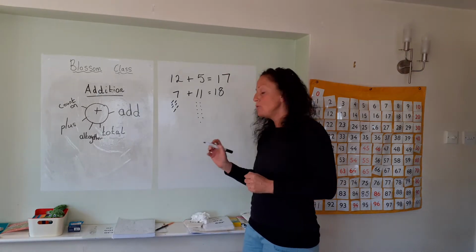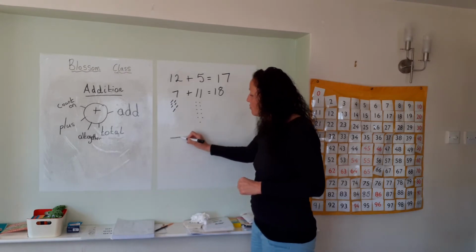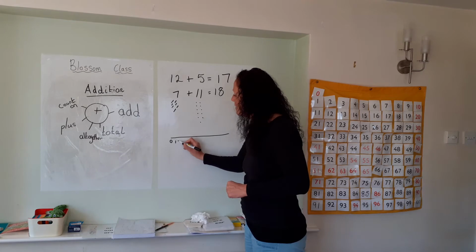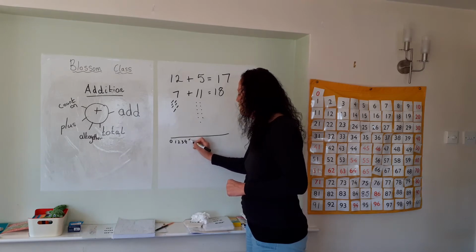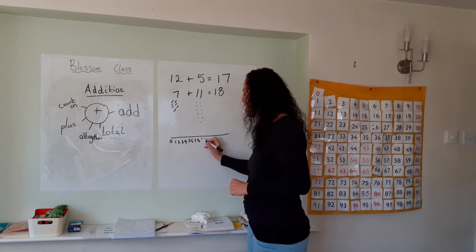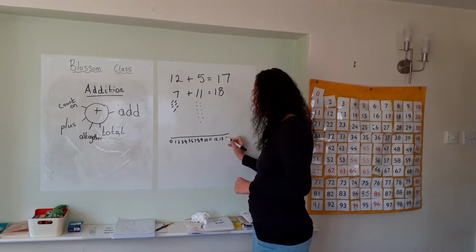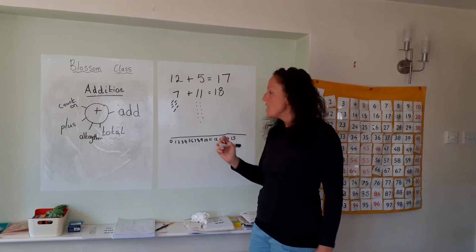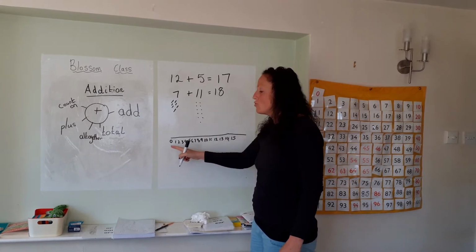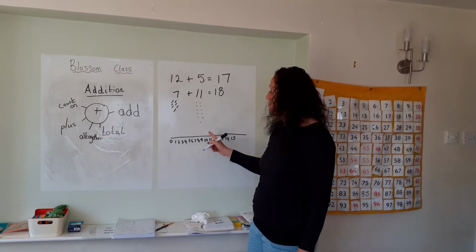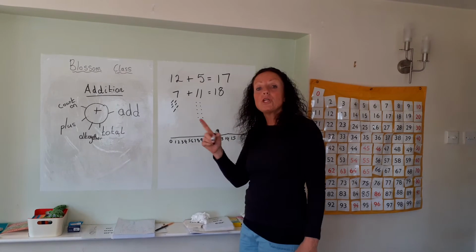Another way you could have drawn yourself is a number line. So let's draw a quick 3, 4, 5, 6, 7, 8, 9, 10, 11, 12, 13, 14, 15. That's our numbers getting bigger. So if you wanted to, you could draw yourself a little number line and work it out on that. Again, we want to use the bigger numbers.